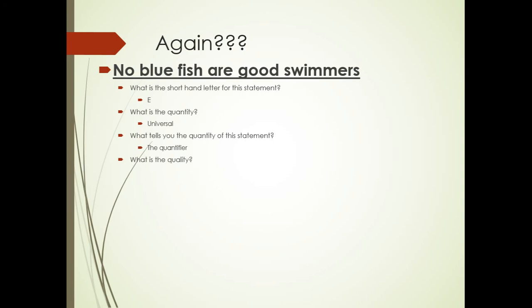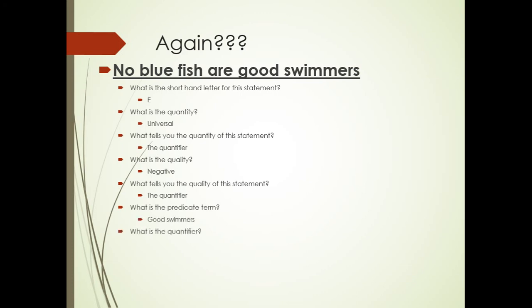What is the quality? This one's going to be negative. What tells you the quality of this statement? In this case, it's the quantifier again. What is the predicate term? The predicate term here is going to be good swimmers. What is the quantifier? The quantifier here is no. What is the copula? The copula here is are. And what is the subject term? The subject term here is bluefish. Okay, so that's that for these statements.